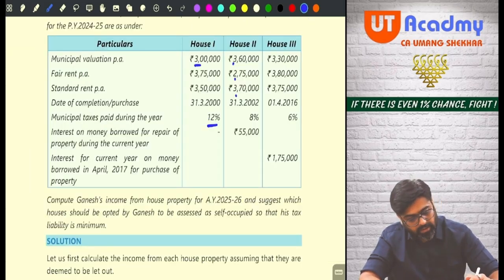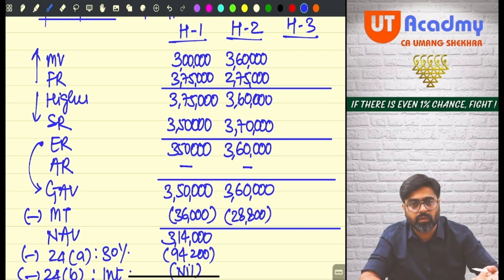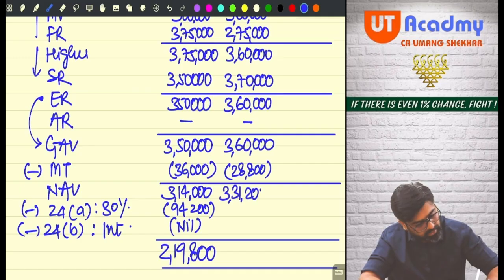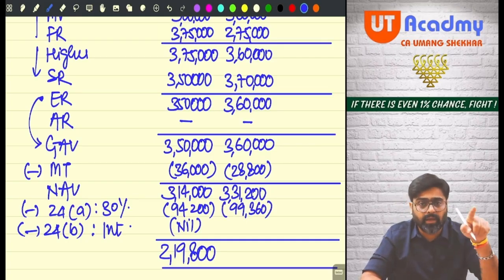And can I say now 8% of 3,60,000 will be 28,800. That is municipal tax. Municipal tax is allowed if the property is treated as DLOP, no? So minus that amount from 3,60,000, you will get 3,31,200. And for this, you are supposed to take 30%, that is 99,360. Yes or no?